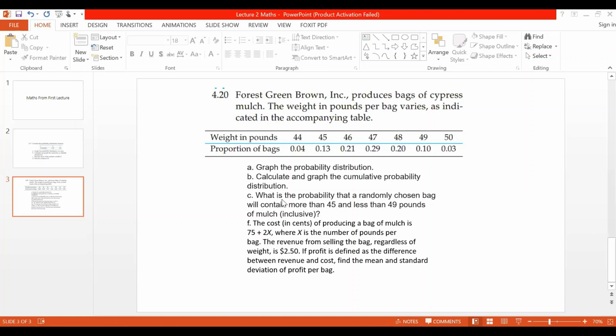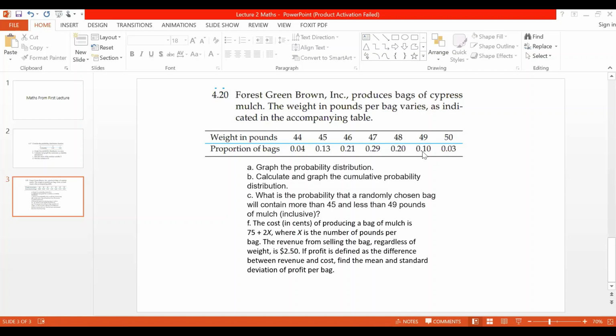C says, what is the probability that a randomly chosen bag will contain more than 45 and less than 49 pounds of mulch? That means more than 45, you have to take 46, 47, 48 and says less than 49 pounds. So that means it should end at 48, but in bracket it says inclusive. That means you have to include 49. So you have to take the probabilities of 46, 47, 48 and 49.